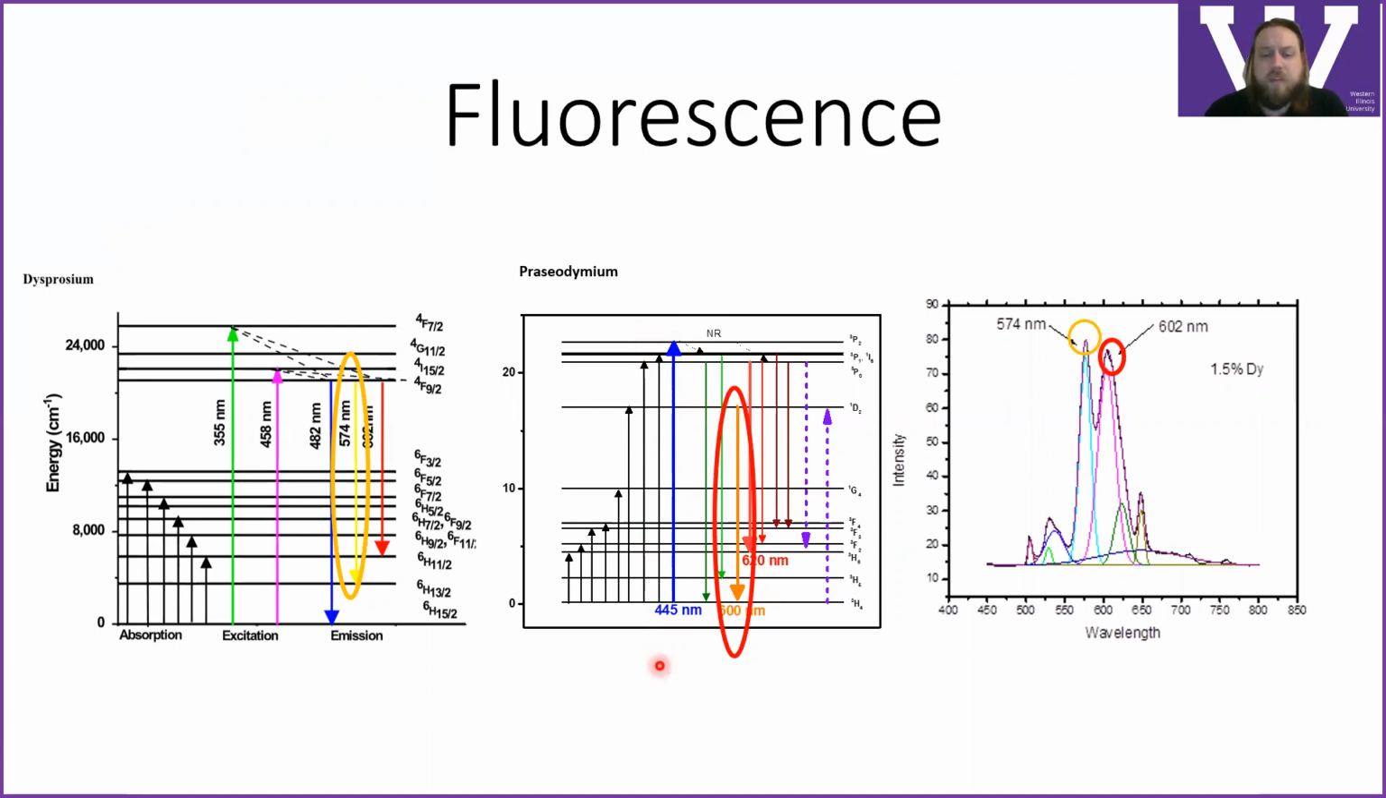So for praseodymium, it's 445. For dysprosium, it's 355 and 458. So we're using a 445 nanometer laser, which is only going to excite the praseodymium. And then we look at what our fluorescence is after we excite the praseodymium.